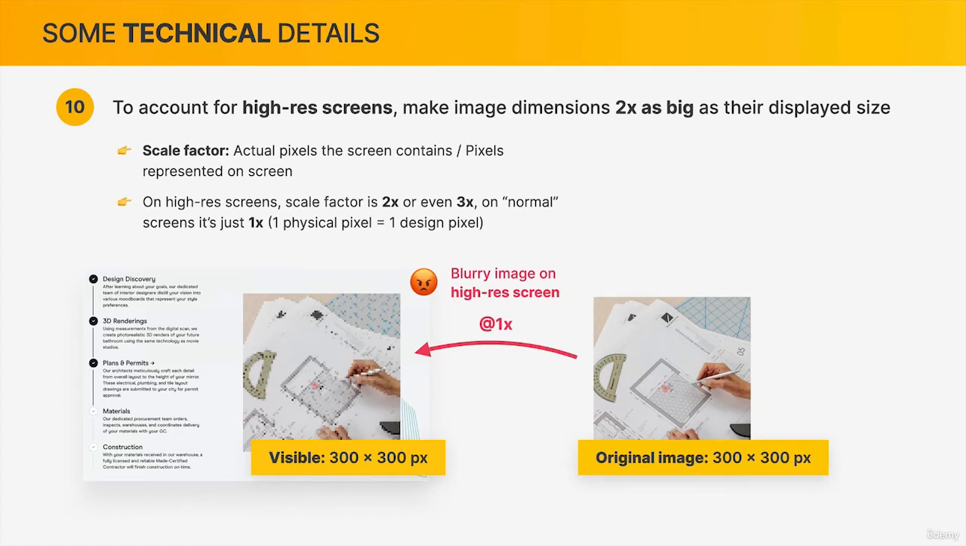Now, on the other hand, on normal screens, there is no scale factor, which means that each physical screen pixel is equal to 1 pixel in our images. So remember that the image right now looks blurry on the high resolution screen, right? But if we were to see this page on a normal screen, then everything would be fine. However, in order to account for all screens, we simply always make the image twice as large, which is exactly what the rule says. Now, this can create a problem of very large image files, which brings us to our next point.